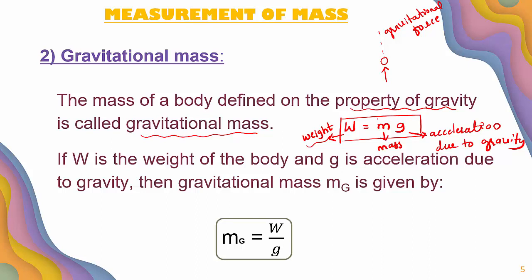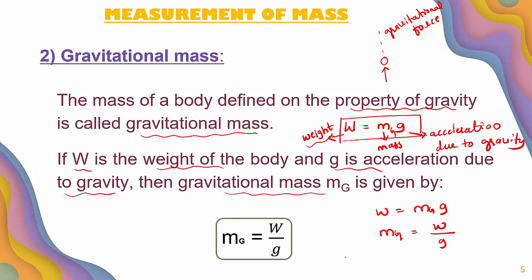Here we are going to define mass based on the property of gravity. If W is the weight of a body, g is acceleration due to gravity, then gravitational mass we can take as mg. Gravitational mass mg, we have the equation W equal to mg into g. We want gravitational mass mg equal to W divided by g. This is the equation for gravitational mass.